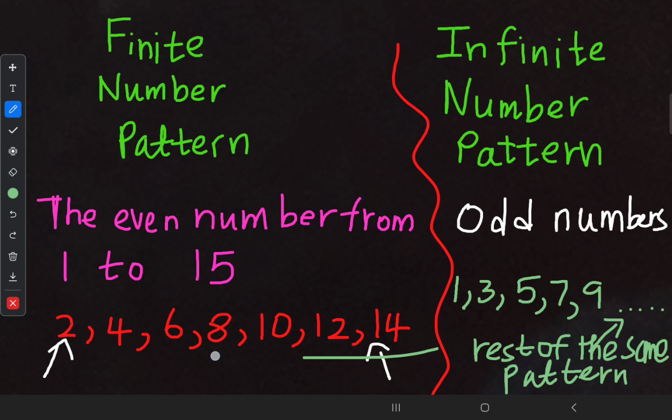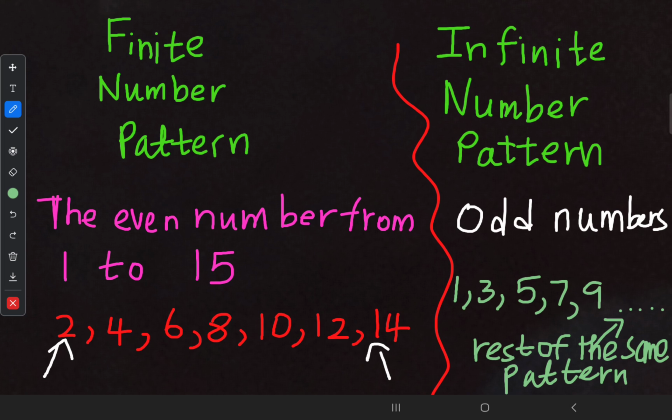For here, there is a limitation. If there is any limitation, those are called finite number patterns. Here there is no limitation. This is continuing up to, when we count 9, 11, 13, 15, 17. Likewise, we can count many numbers. There is no limitation given. So this is going up to infinite.